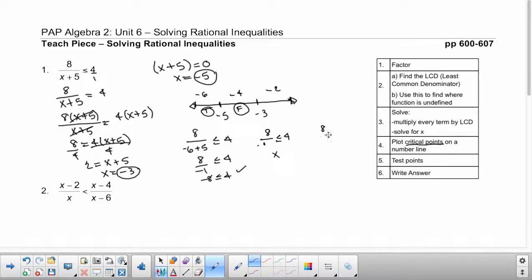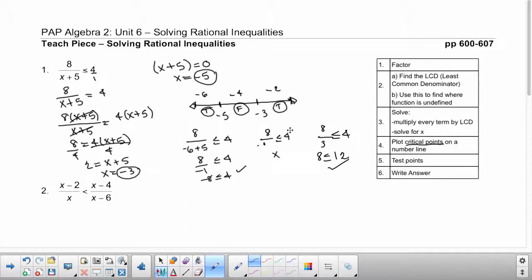Lastly, when we plug in x equals -2, we get 8 over 3 is less than or equal to 4. Multiplying both sides by 3, that's really saying that 8 is less than or equal to 12. Is that true? Yes, it is. All right, so we've done our test points and we figured out in which regions our inequality works.